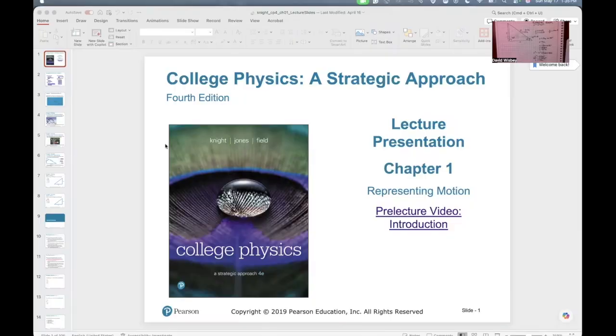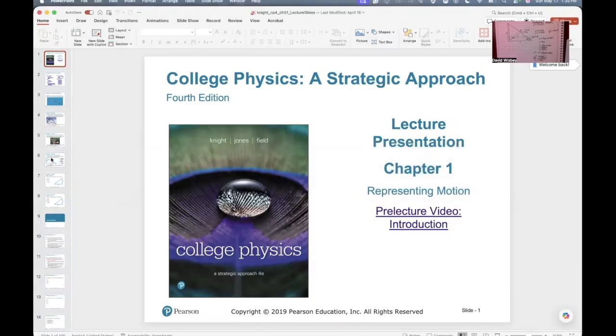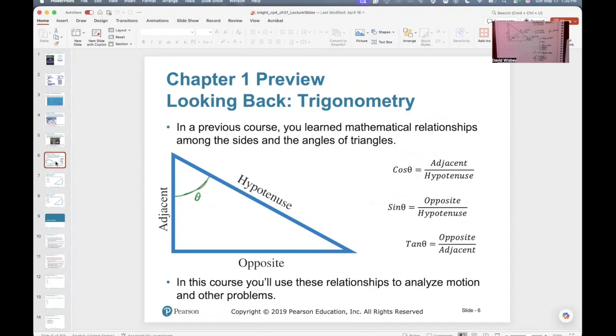We looked at the trig, that was good. Let's go back to the PowerPoint. We're on this slide right here, and here we've got the formulas. Cosine of theta equals adjacent over hypotenuse. Sine of theta equals opposite over hypotenuse. And then tangent of theta equals opposite over adjacent.